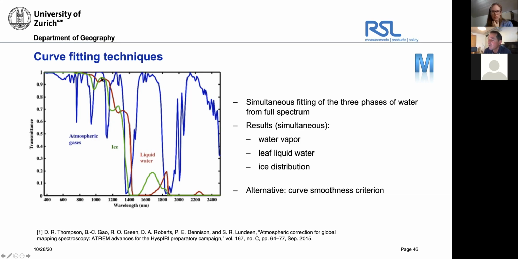Usually this 940 nanometer feature is used for water vapor retrieval. And if you neglect the effects of the liquid water on the other phases, you will get artifacts or inaccuracies. So the idea of Rob Green and also Dave Thompson is that they do a fitting of all of that together. They create lookup tables where all the phases of water are in, and you search the best fitting spectrum in the image, which yields really nice results and works quite well for well-calibrated data.